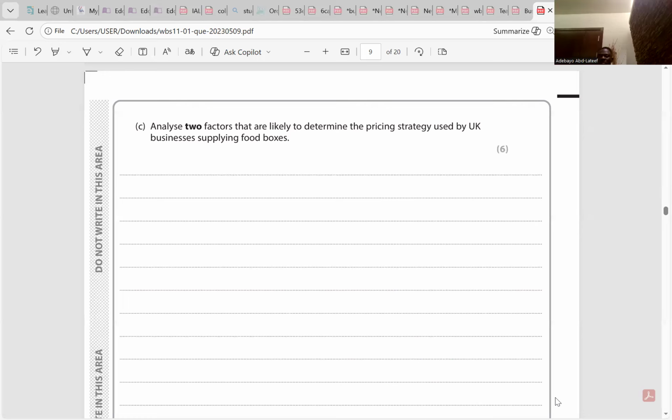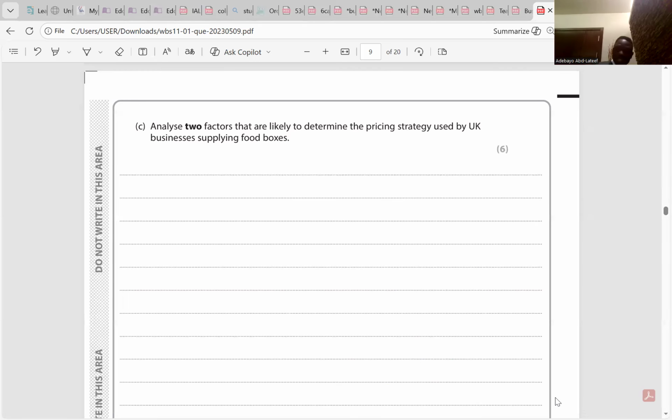So pricing strategy applies to the method the business uses when deciding the price at which to sell its products. So we have psychological pricing, we have predatory pricing, we have competitive pricing, we have premium prices. So whatever method you decide upon to use when you are deciding the price of your product is called pricing strategy. I think pricing strategy is clear.